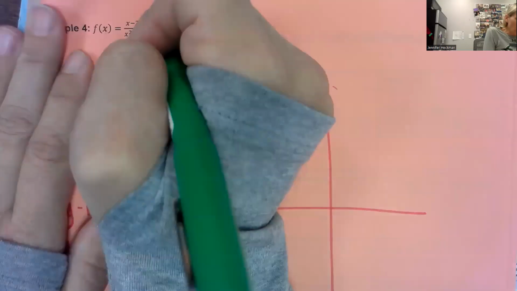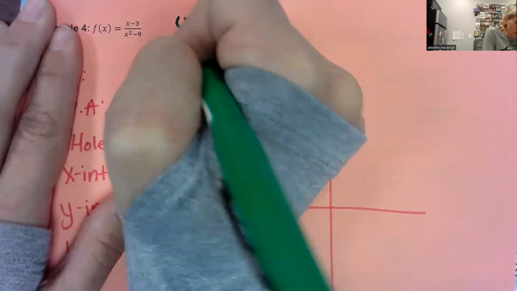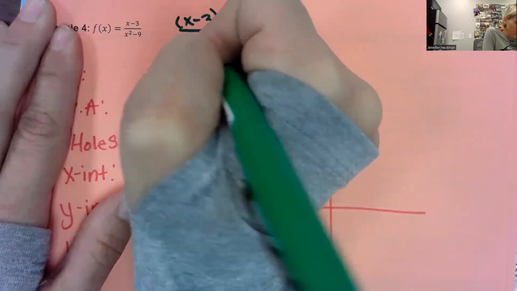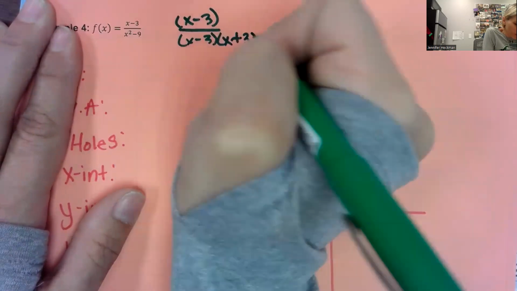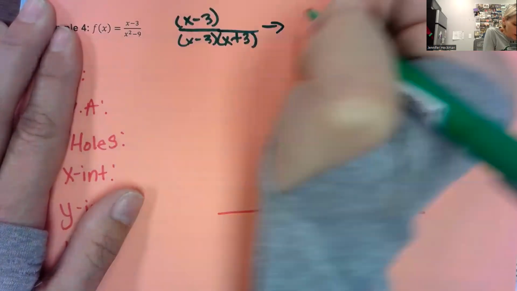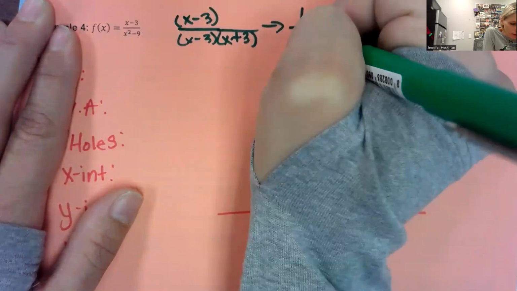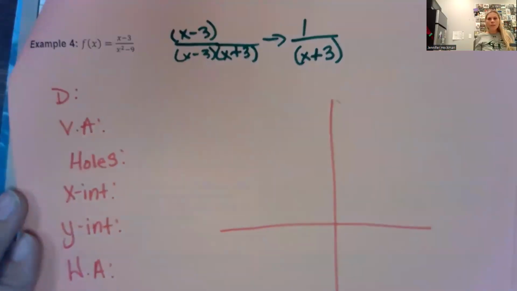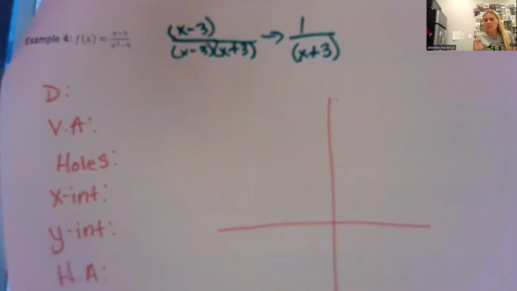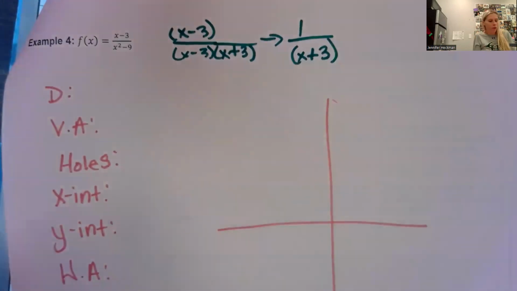All right. So if you notice here, and I'll break this down, this is x minus 3 all over x minus 3 times x plus 3, which means we can cross out. So our reduced function is 1 over x plus 3. So let's just go in order this time, so that way we don't have to go back and forth.